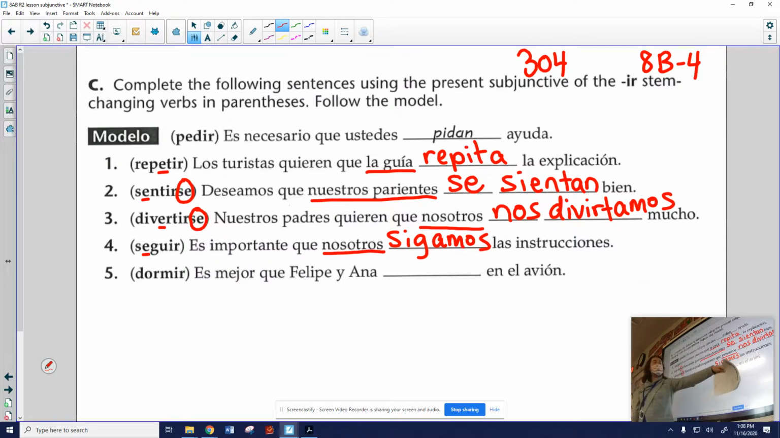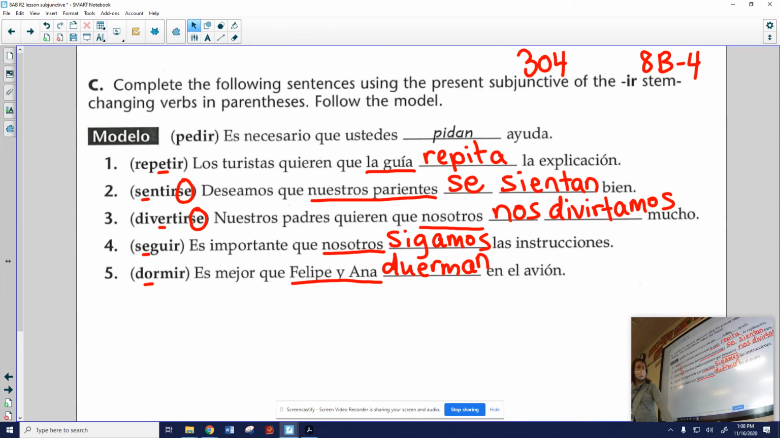It's better that Felipe and Ana sleep on the plane. Dormir is an O to UE stem changer. It's an O to U stem changer in the nosotros and vosotros form, but that's kind of irrelevant for us because we're going to use the ellos form. So we'll use the O to UE stem change. Duerman. Terminamos.